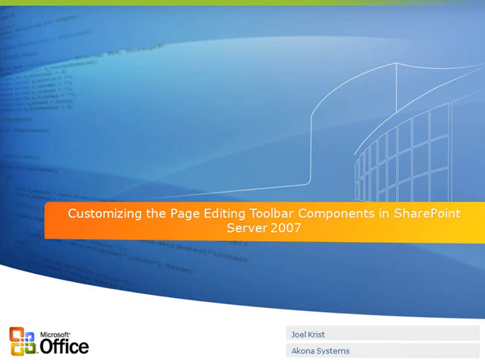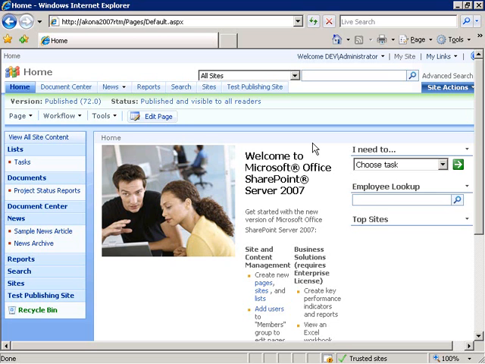I'm a developer with Acona Systems, and today I'm going to do a walkthrough of the process of customizing the page editing toolbar components in SharePoint Server 2007. Today we're going to be customizing the page editing toolbar components in two ways. The first is to add a custom menu to the page editing menu, and the second will be to add a quick access button to the page editing toolbar.